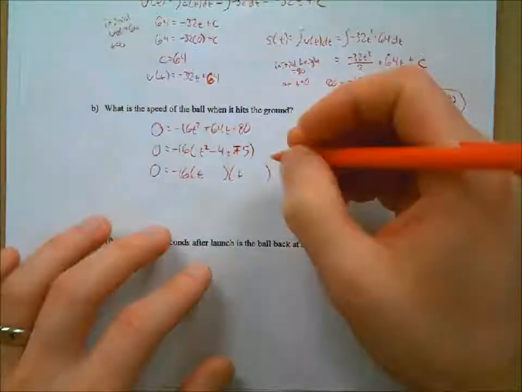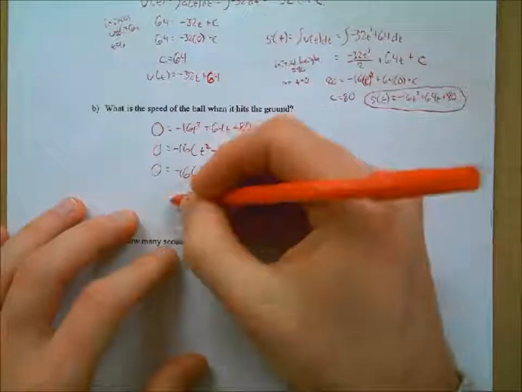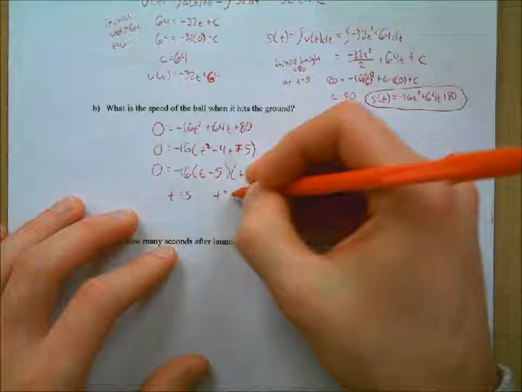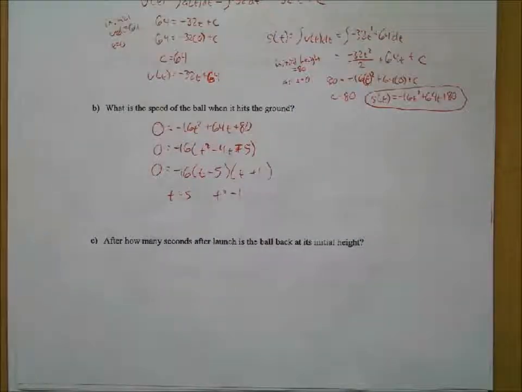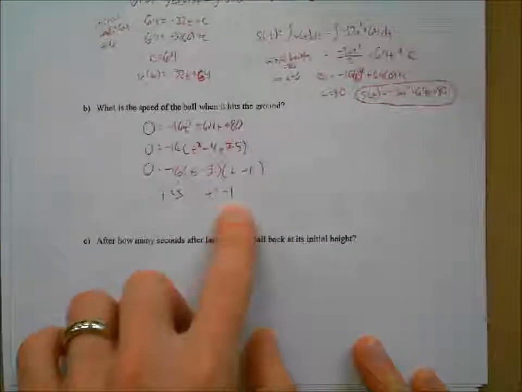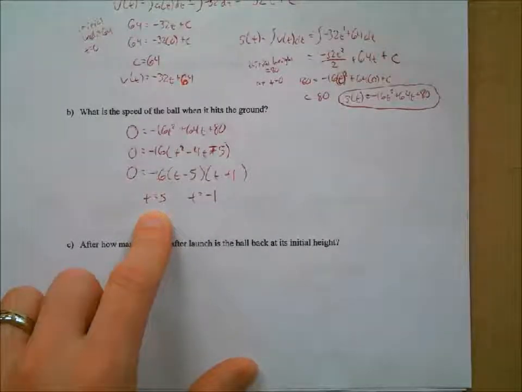Okay, and so let's see here, minus 5 plus 1. And so we get t equals 5 and t equals negative 1. Okay, and of course, which t value are we interested in using here? 5, right? We really want to talk about going back in time. Okay, so 5. So we're going to use that t equals 5 and plug it into the velocity.